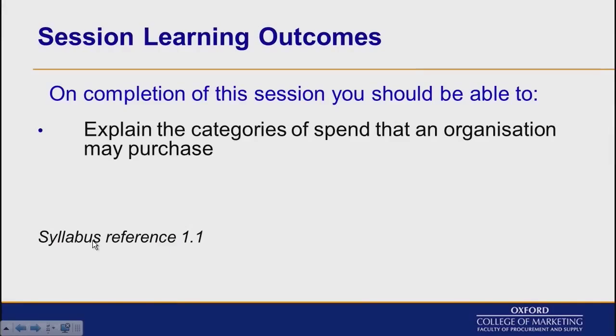Now, we talked about learning outcomes in the introductory session and how important they are. Again, at the end of every session, go back and look at the learning outcome to check, have I achieved that? Just one learning outcome here, again, taken from the CIPS syllabus. You can cross-refer it. It's syllabus reference 1.1, and it states that you should be able to explain the categories of spend that an organization may purchase. Seems fairly straightforward. We're looking at the categories of spend that an organization can get involved with. Okay, so that's it. Let's move on.